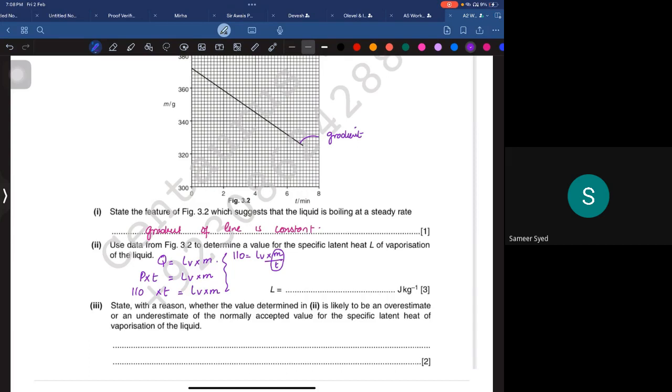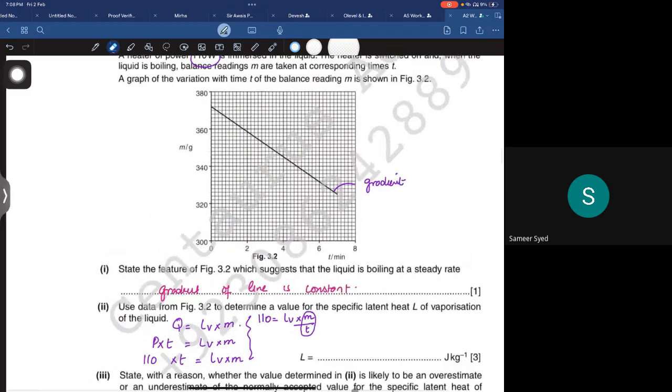So we have to find the gradient of this line in order to find the latent heat of vaporization. Generally, it is a good idea to take points which are really far away. In paper 5, generally we take points at least 50% away from each other. This is very important for paper 5, so you can write this note.